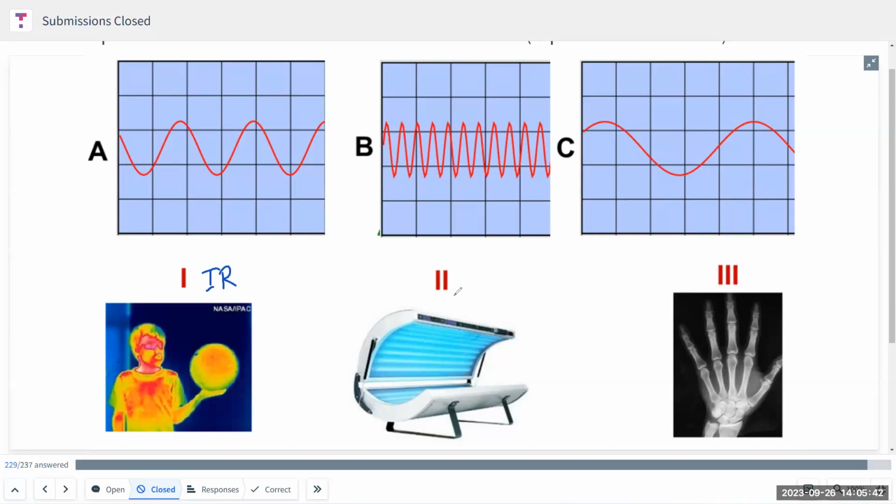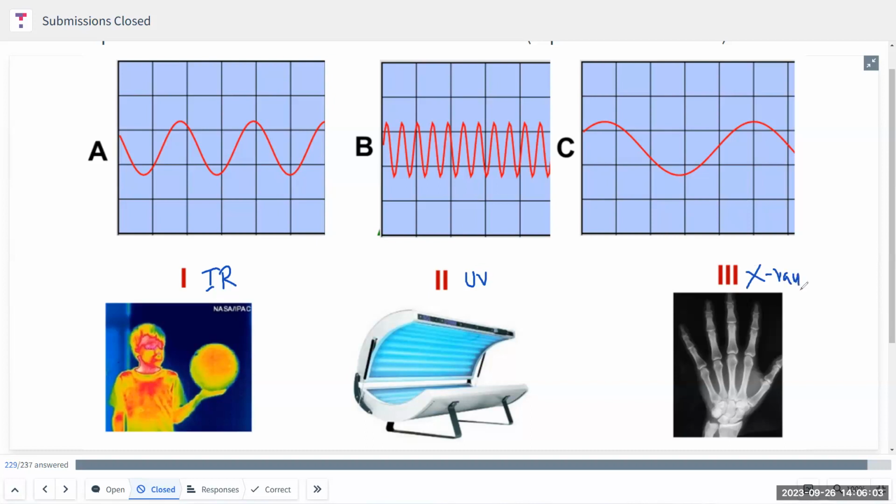What is it? What radiation do we use there? Yeah, we use UV. Thank you. What about the third image? What do we have there? Yeah, it's an X-ray image, right? What radiation do we use for X-ray imaging? X-rays. Yeah, we use X-rays for X-ray imaging.